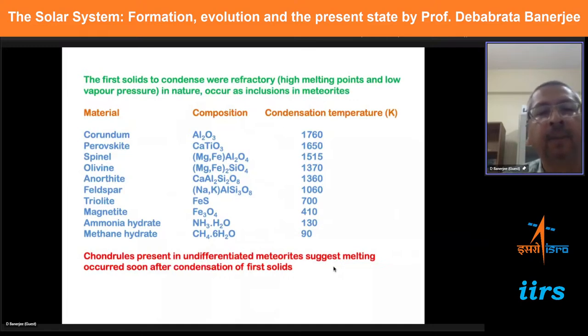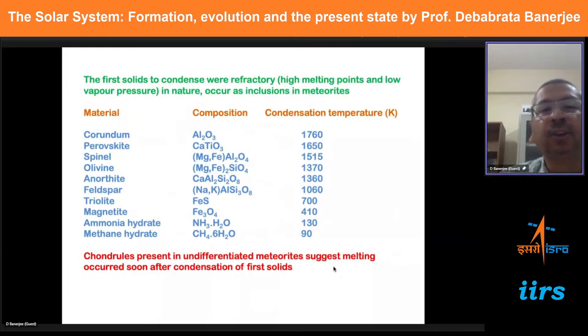So the first solids to condense, you can see the condensation temperature sequence, right? So I've listed the material and then the composition. Okay, so corundum is aluminum oxide, perovskite is calcium titanium oxide, then spinel, olivine, these you would have heard of, these are found everywhere, anorthite, feldspar, troilite, magnetite, and volatiles are a little more rare, okay, unless the planet is relatively cold, or the object is relatively cold. It is difficult to find volatiles.